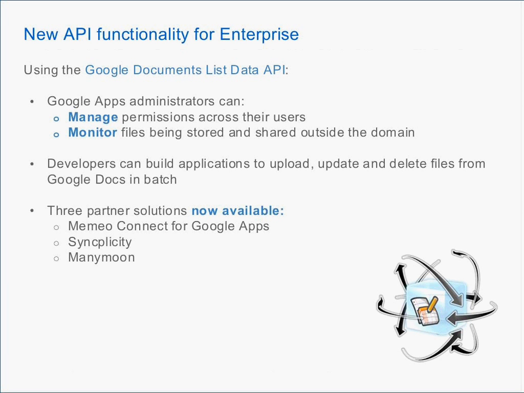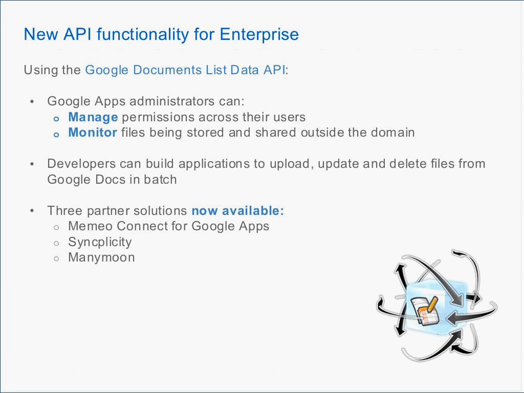And that's going to let you do things like manage permissions across your users and monitor what type of files are being stored and shared outside the domain. So again, your customers can say things like, well, I like this feature, but I want to make sure that my organization isn't storing MP3 files up there. No problem. You can use the API to run scripts to actually be able to monitor that, and if necessary, actually pull those files down or change the permissions on them.